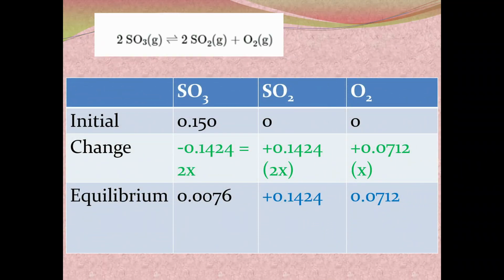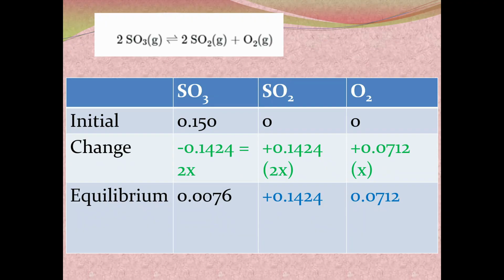So initially I have 0.150 SO3 and no SO2 or O2. I do have to take into account the 2's. My equilibrium is 0.0076. So my change for that is 0.150 minus 0.0076, so it's negative 0.1424. But that's equivalent to a 2x because there's two SO3s.